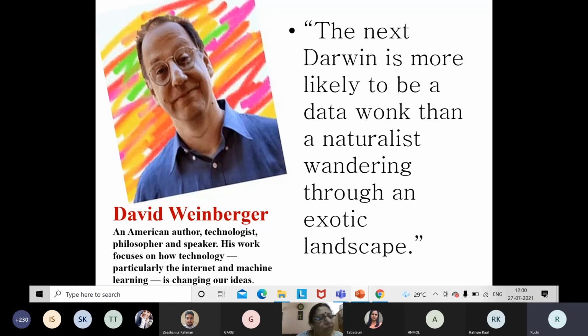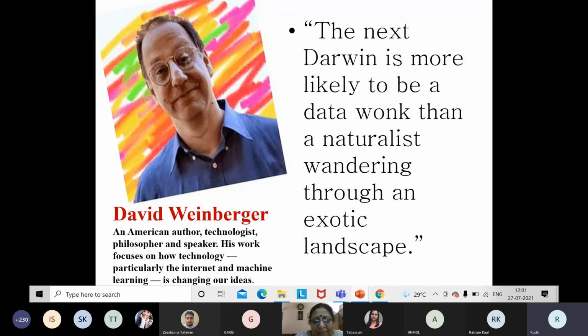Yes. So this is where I'm almost coming to an end here. I don't want to unnecessarily take into the next speaker's time. But I like this quote by David Weinberg. He's a very famous author and technologist. Very beautifully, he says that the next Darwin is more likely to be a data wonk than a naturalist.